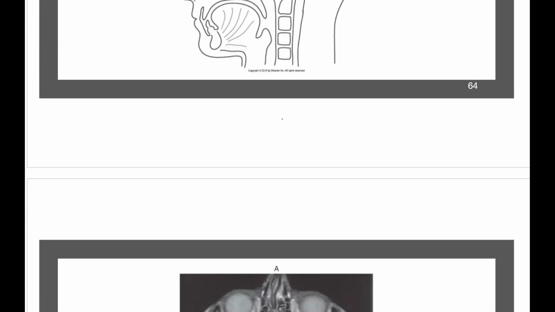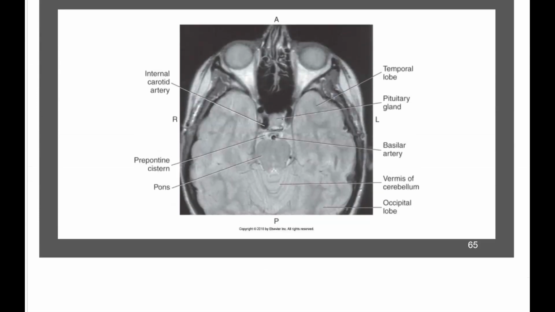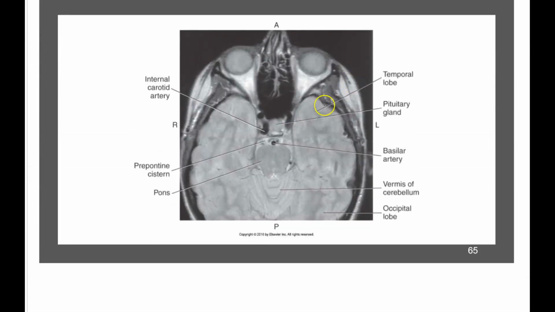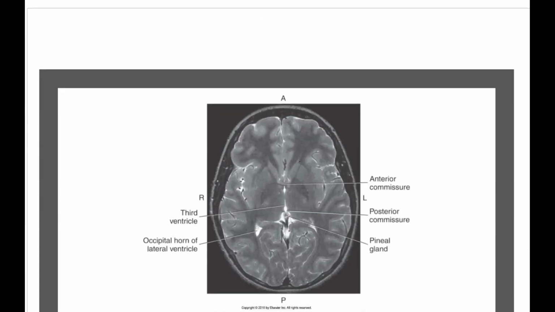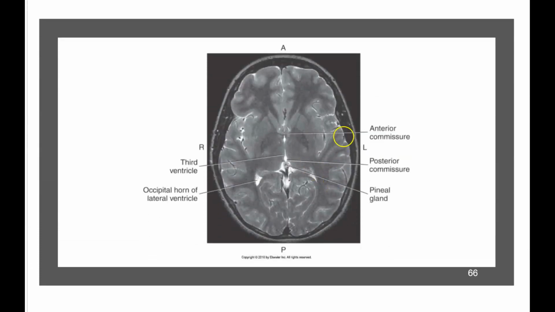So we have another axial, and we've got temporal lobe, pituitary gland, basilar artery, vermis of the cerebellum, occipital. Here's your pons, prepontine cistern, and your internal carotid arteries on either side. So here is your pituitary gland, and you have your carotids coming up on either side. So if you have a pituitary adenoma, it can compress your carotid arteries, and you can have a stroke from that. So this is the MRI axial T2, and it shows us fluid really well.